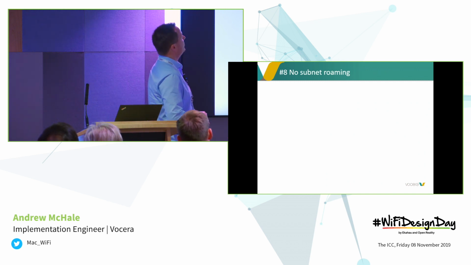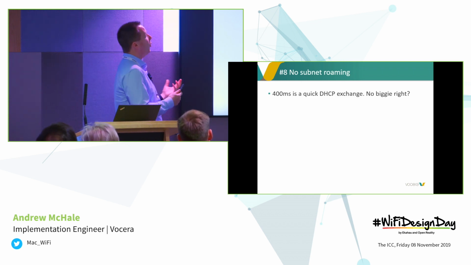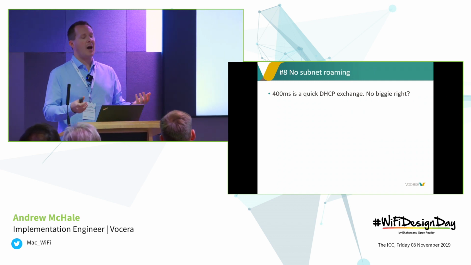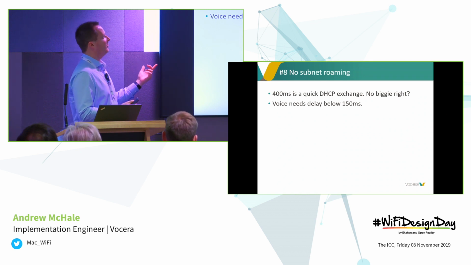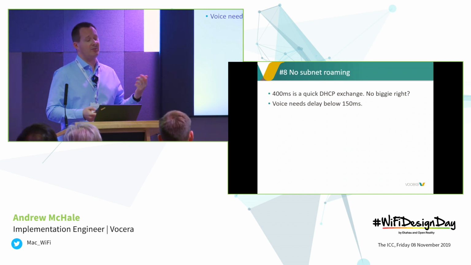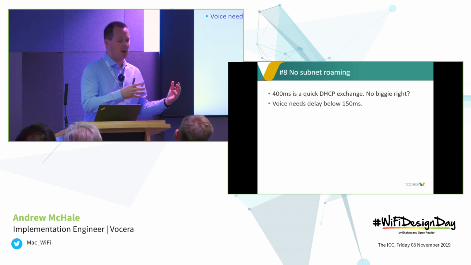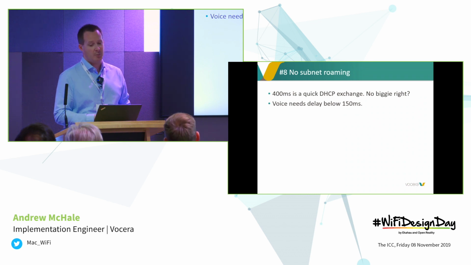Blimey. Do not do subnet roaming. Very similar to RADIUS. A quick DHCP exchange is 400 milliseconds. That's lightning fast in the Ethernet world. We're quite happy with that. But when we're talking about voice, that's horrible. We need below 150, so you're more than double what we're asking for in terms of roaming. So don't have roaming between, if I'm moving from one AP to another, do not make me do a DHCP exchange when I'm moving.